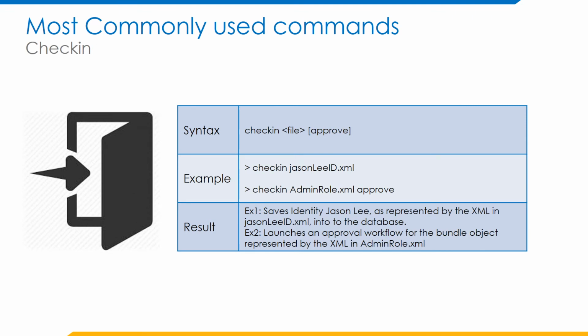Check-in. This command reads a file which contains an object's XML representation and saves that object into the database. If the object is a work item, the command invokes a workflow to process the work item. If the object is a bundle and the approve parameter is specified, a role approval workflow will be launched. For all other object types, the object will be saved into the database. Even bundle objects that are submitted without the approve parameter will just be saved into the database.